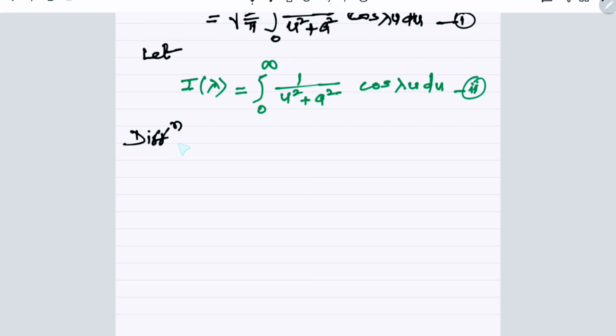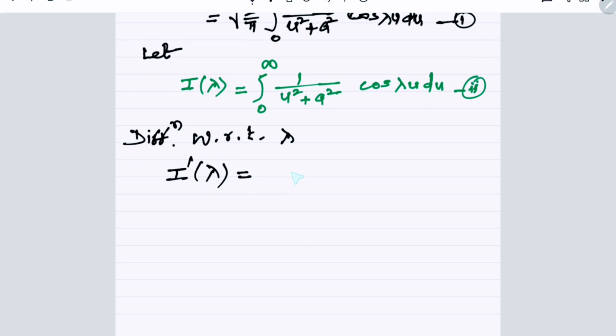Then differentiating this equation 2 with respect to lambda, left hand side we get I dash of lambda. On right hand side there are two variables, therefore the derivative is a partial derivative, dou by dou lambda of integration from 0 to infinity 1 upon u square plus a square into cos lambda u du.